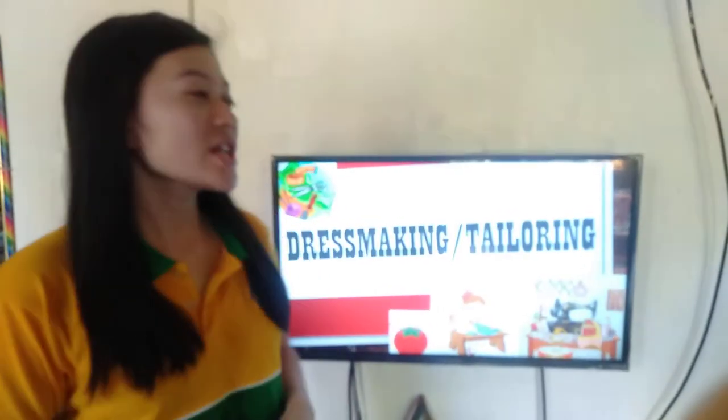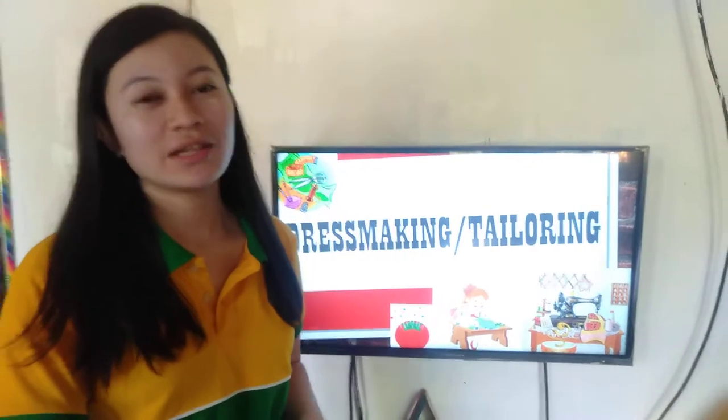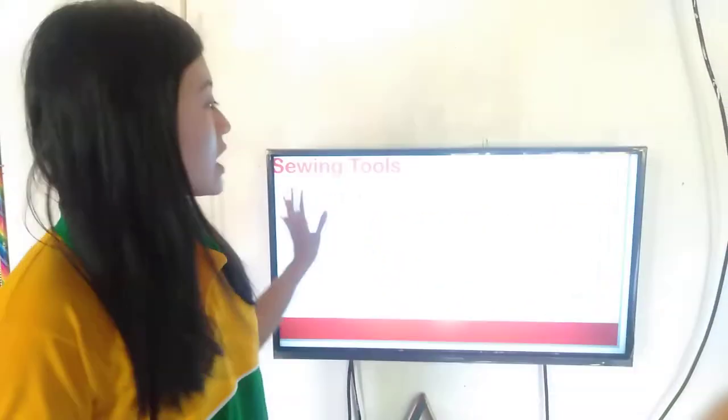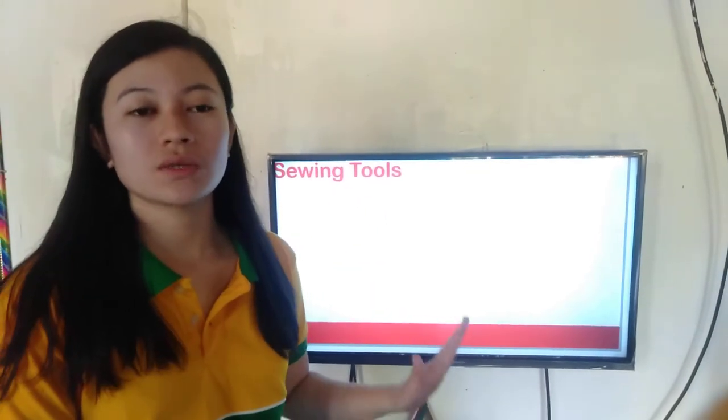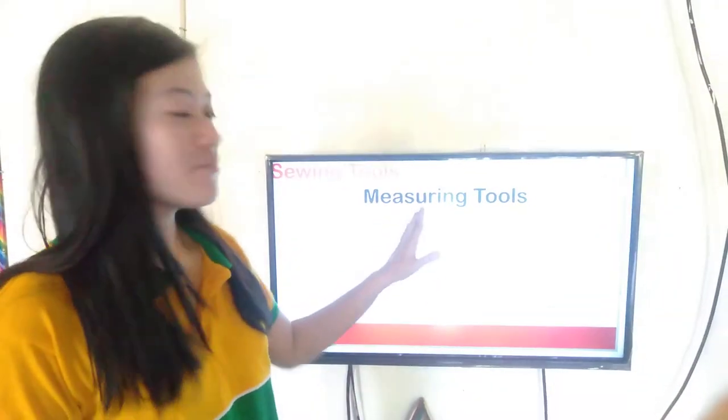Good morning. Today's topic will be about dressmaking tailoring. So let's have this classification of sewing tools. We have 5 classifications of sewing tools. First up, let's have measuring tools.